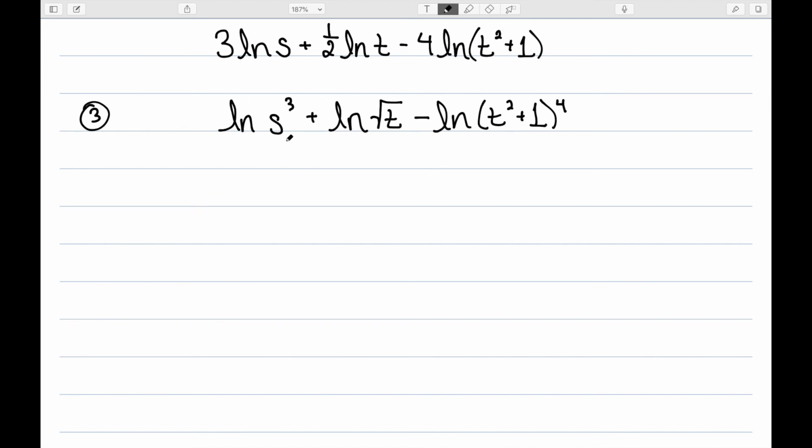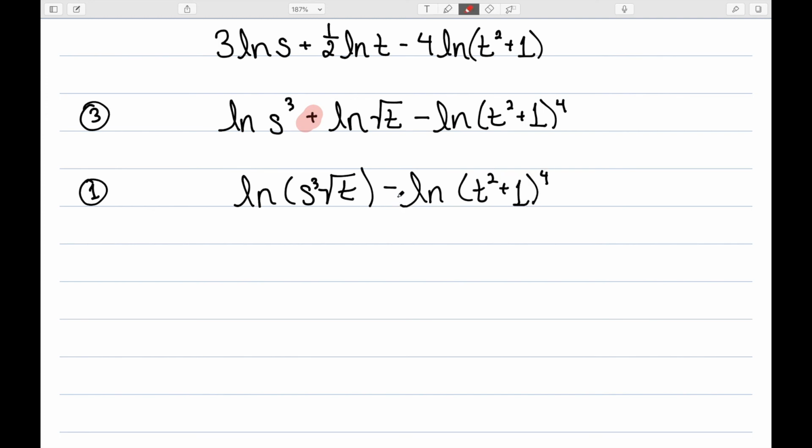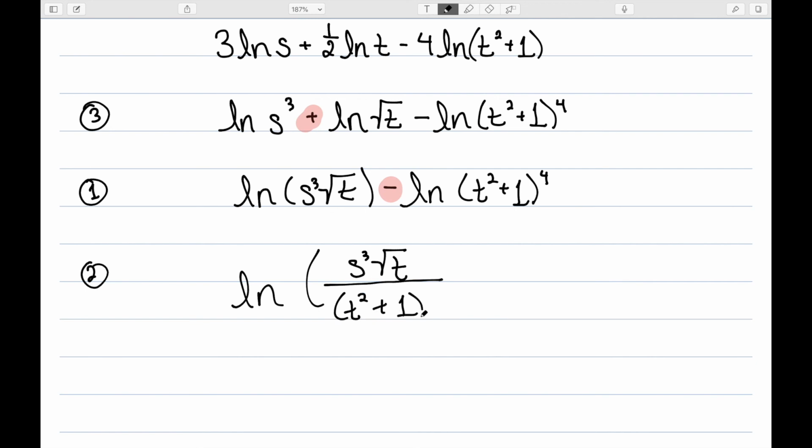As we read left to right, we see a plus sign here. So that tells me I need to use the first rule. I have ln of s cubed square root of t, since the first rule says I can multiply those, minus ln of t squared plus 1 to the 4th. Now that I have a subtraction, I can use my second rule, which says we would have a fraction, s cubed square root of t on the top, and the bottom, t squared plus 1 to the 4th.